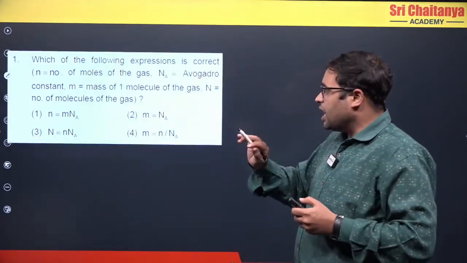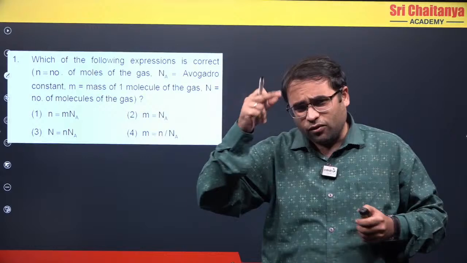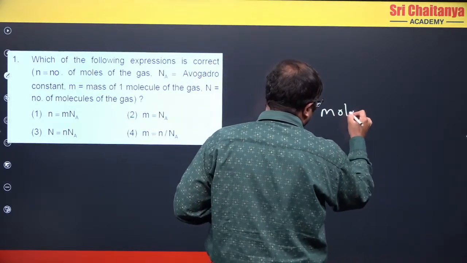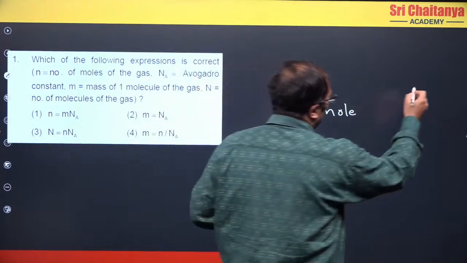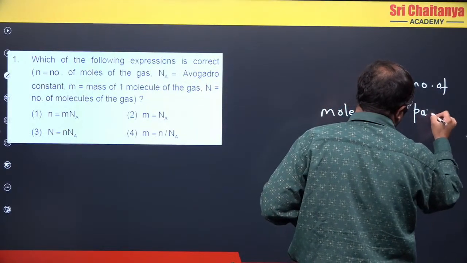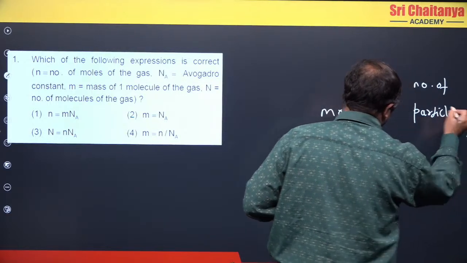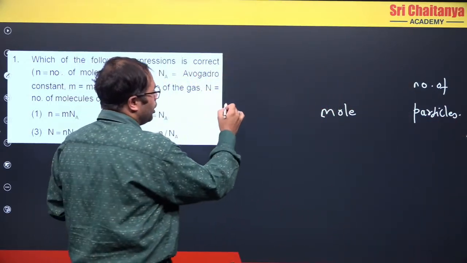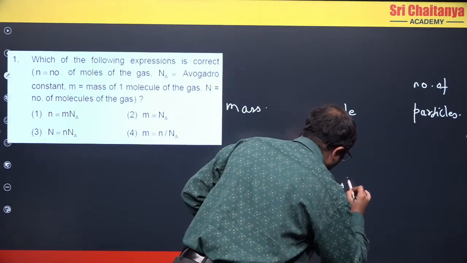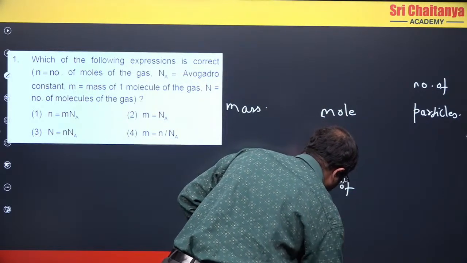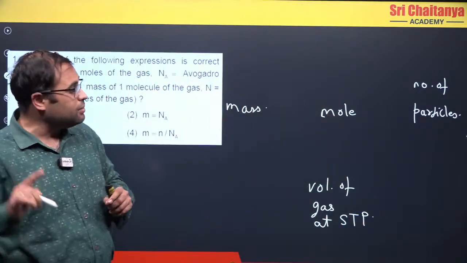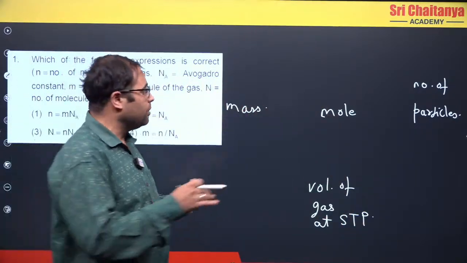So in the last class, before I do this, let me give you a quick recap of what we have done in the last class. In the middle I wrote mole, right? On this side I wrote number of particles. On this side, I wrote mass, and below I wrote volume of gas at STP. Right. So you have to just remember how you can interconvert each of them into each other.